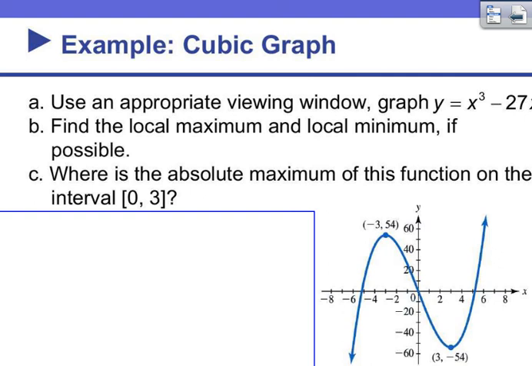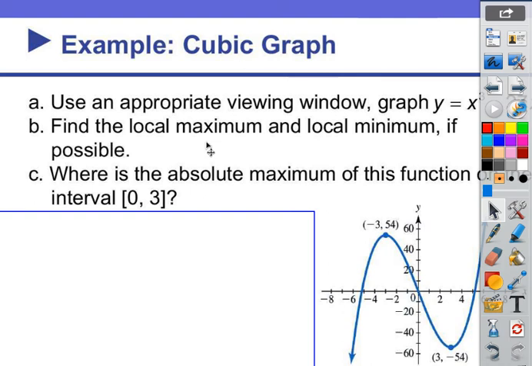But part 3: where is the absolute maximum of this function on the interval from 0 to 3? On the interval from 0 to 3, we want to look at the graph only from 0 to 3. So only looking at the graph in this interval, what is the highest that it goes? Well, the maximum in this area is 0 because it looks like this graph goes through (0, 0). So the absolute max in this interval is 0.